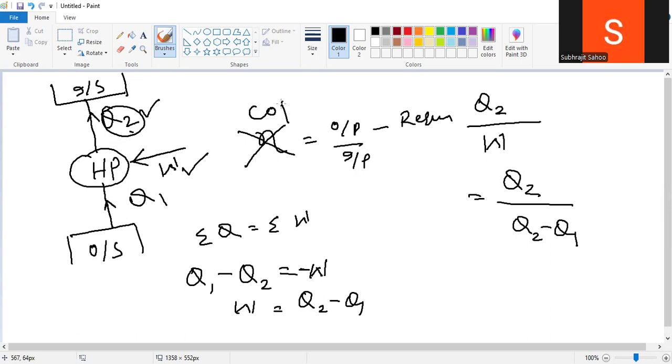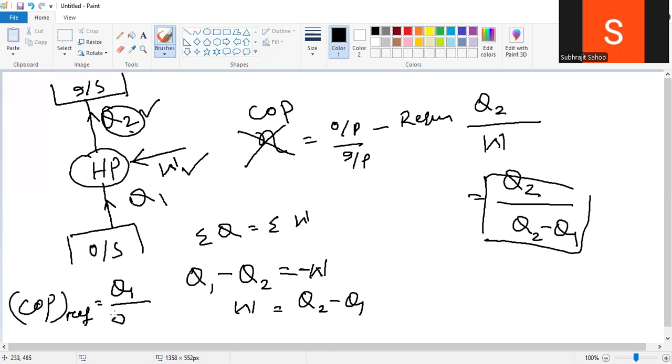COP of the heat pump. Same, output by input or not? Yes. COP of the heat pump is Q2 by Q2 minus Q1. Just before I derived, COP of refrigerator is what? Q1 by Q2 minus Q1. Here, what is the difference? Only the bottom part. The numerator is the same. Q2 minus Q1 here also. Here Q1, here Q2. Those things only change.